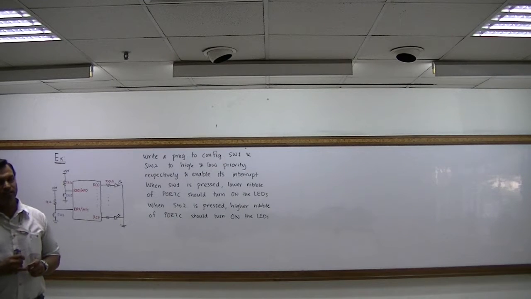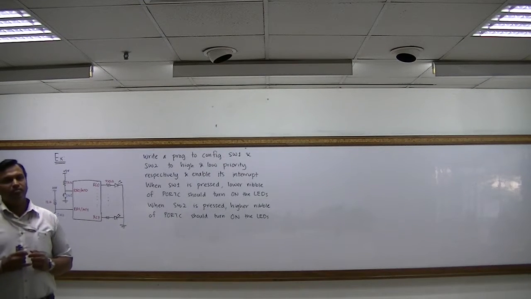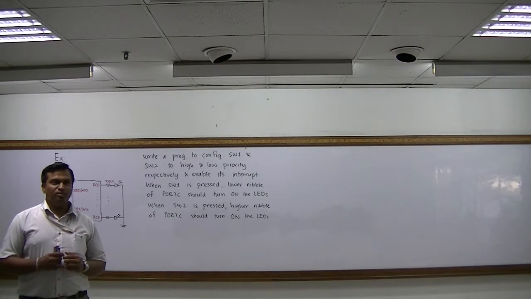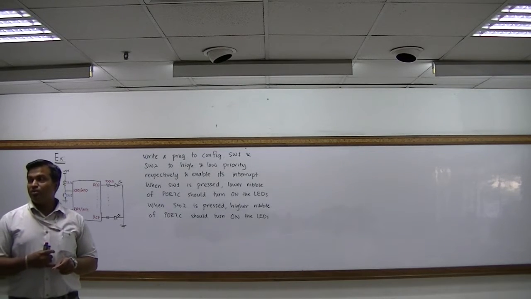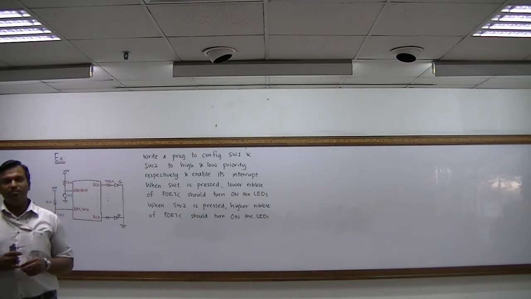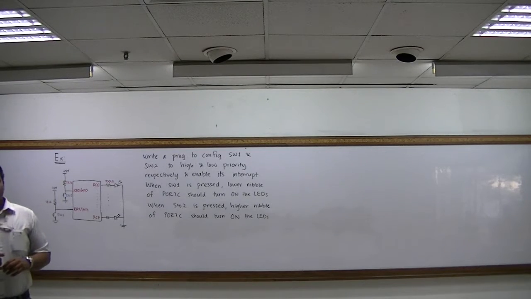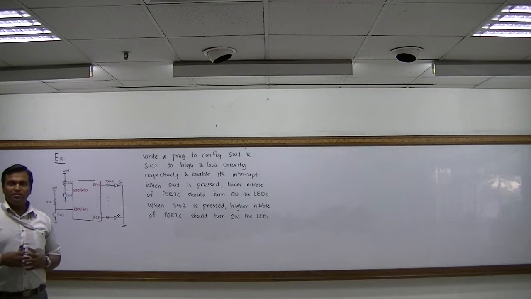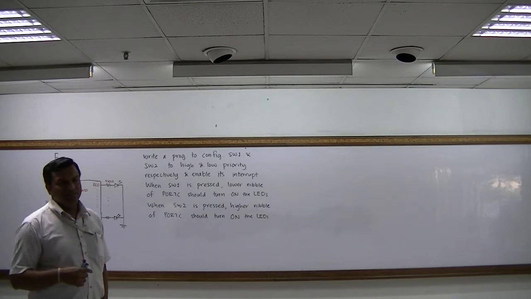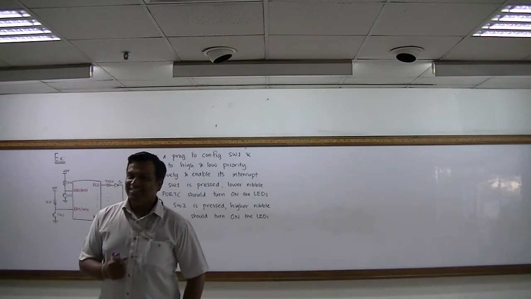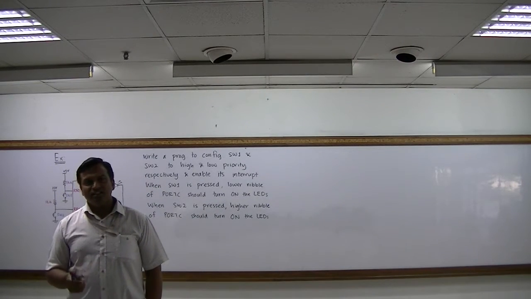Lower nibble means what? 4 bits, but which 4 bits? Lower nibble means bits 0, 1, 2, 3, and the high nibble is 4 to 7. Get yourself thinking out loud. The reason I'm asking you to speak out loud is to think out loud. Express what's in your mind, and that's the best way you learn.